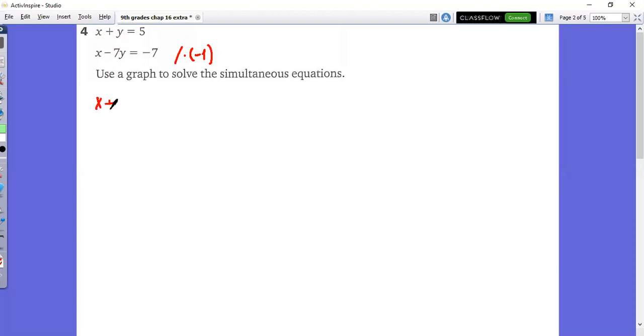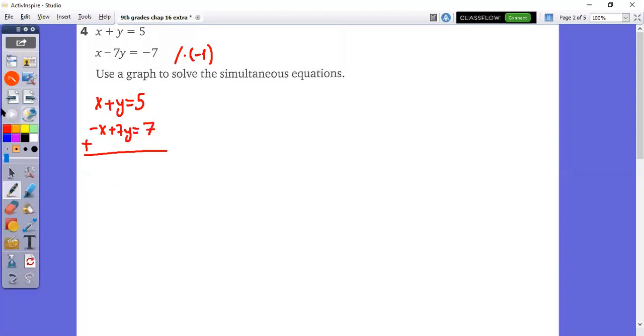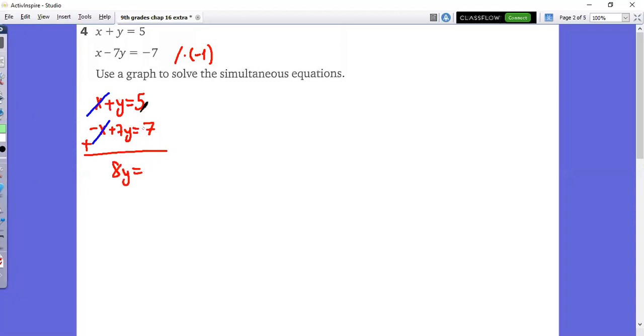By multiplying by -1, they are going to be positive. Let's rewrite the first equation, x plus y equals 5. And multiplying by -1, all terms here will change signs. Minus x plus 7y equals not -7, but positive 7. When we add them side by side, positive x, negative x, they will cancel each other. y plus 7y is 8y. That's equal to 5 plus 7, 12. So y equals 12 over 8. By another word, if we simplify by 4, we get 3 over 2. That's actually 1.5.